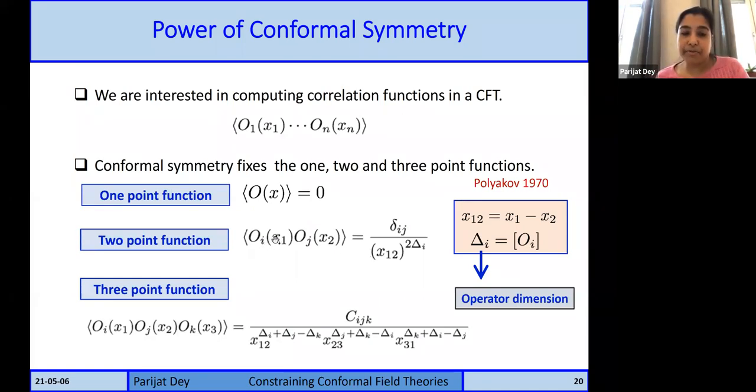So if we have an operator at x1 and another one at x2, then this is non-vanishing only when they are the same operators. And this exponent here, delta I, is the scaling dimension of this operator O. And this is a 3 point function, which is again fixed from conformal symmetry up to a number C. So this number C is related to the OPE coefficient of the operators.